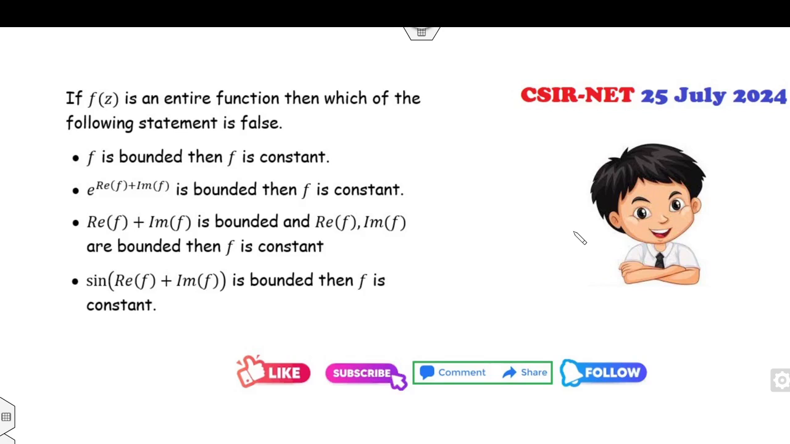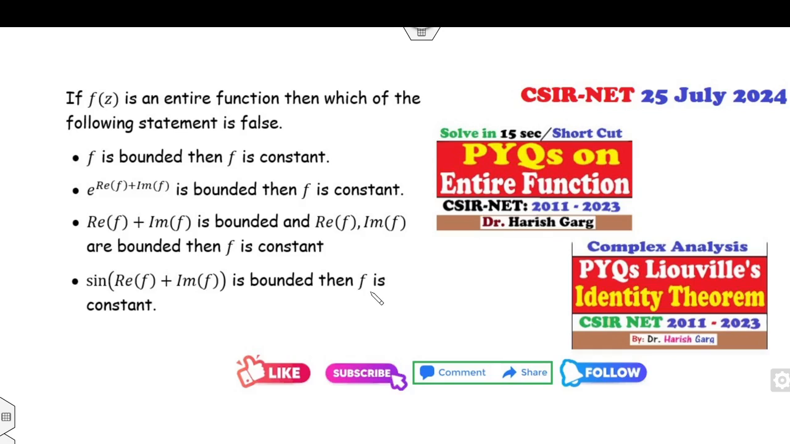Now, look at this another one. Again, if you read the statement, they are asking which one of the following is a false statement, and the concept they are talking about is the constant function. Fine. So what comes to your mind when you think about the constant function? That is the identity theorem. Or you can call it the Liouville theorem. And if you watch these two lectures, you can solve this question in 10 seconds.